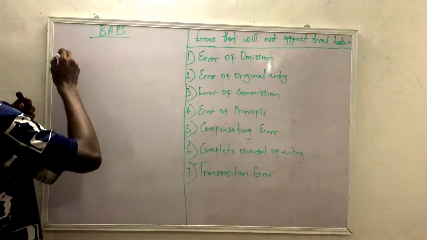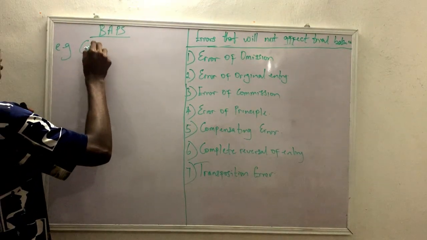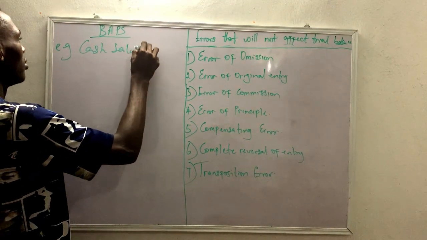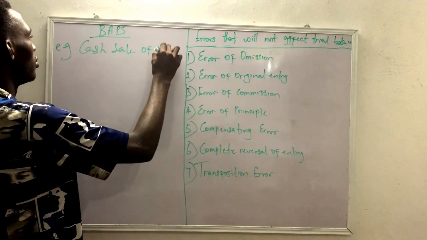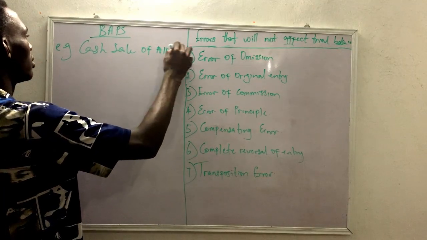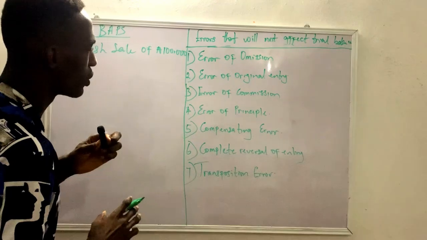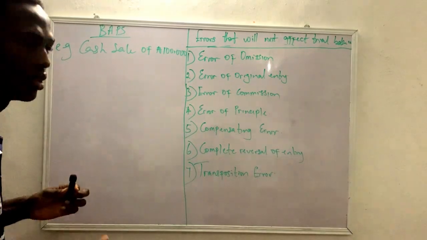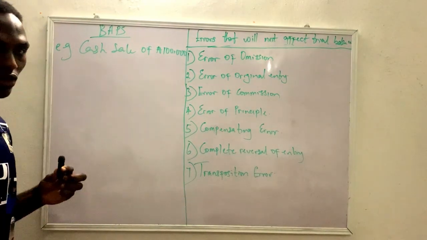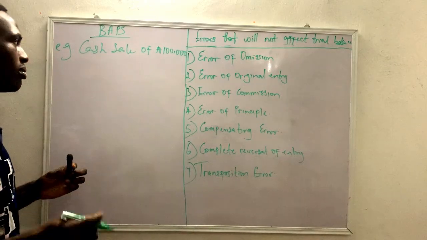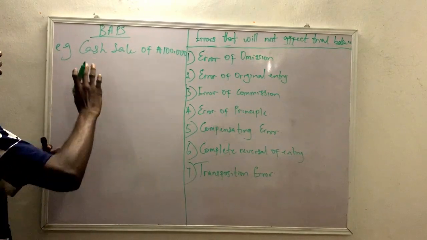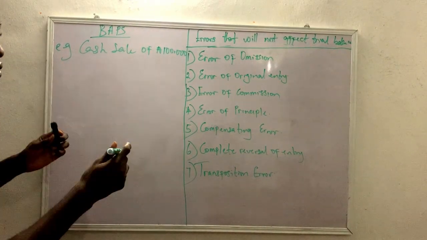So an example, let's assume that there was a cash sales of 100,000 naira. Cash sales of 100,000 naira was completely omitted from the book, and they ask you to correct this in your journal. How do you do it? Remember, my goal here is not for me to solve, but just for you to understand. And this is just a rough schedule.